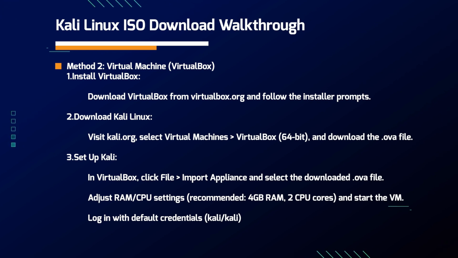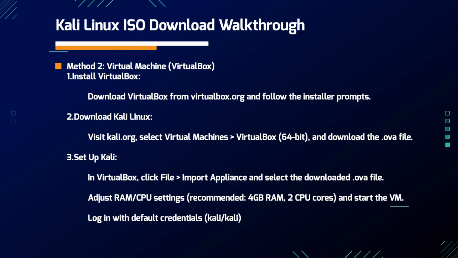You can download VirtualBox from the virtualbox.org website and follow the installer prompts. Then download Kali Linux. Visit kali.org, select virtual machines and then VirtualBox, the 64-bit, and download the .ova file.